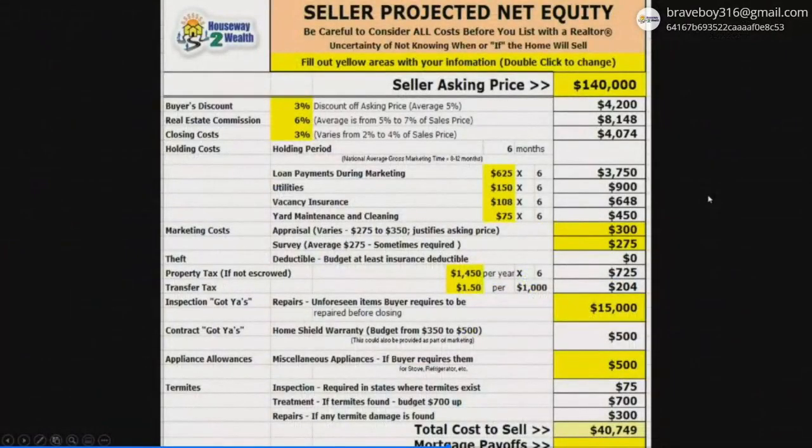And as soon as he says yes, you just knocked off 6%. As soon as he said yes, you're already 6% down. Guys, you may have heard that in the video already.